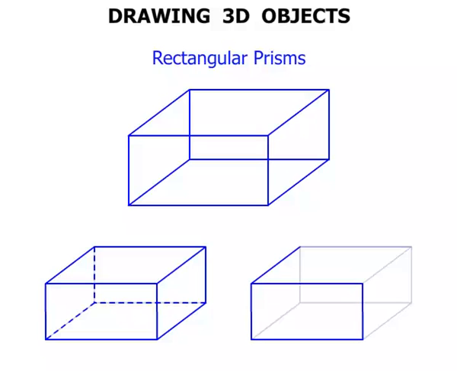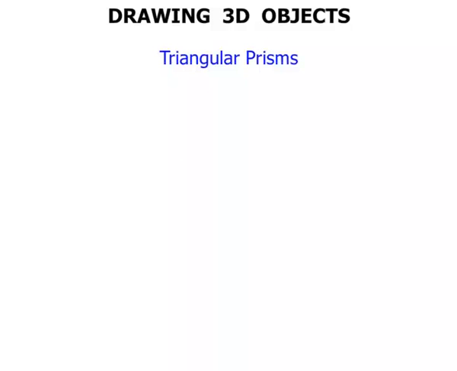What about triangular prisms? Alright, the same technique. Start with a triangle. Then we'll draw the same triangle to the right and up a bit. Let's join up the corners with the edges. And there we have it, a pretty good looking triangular prism.